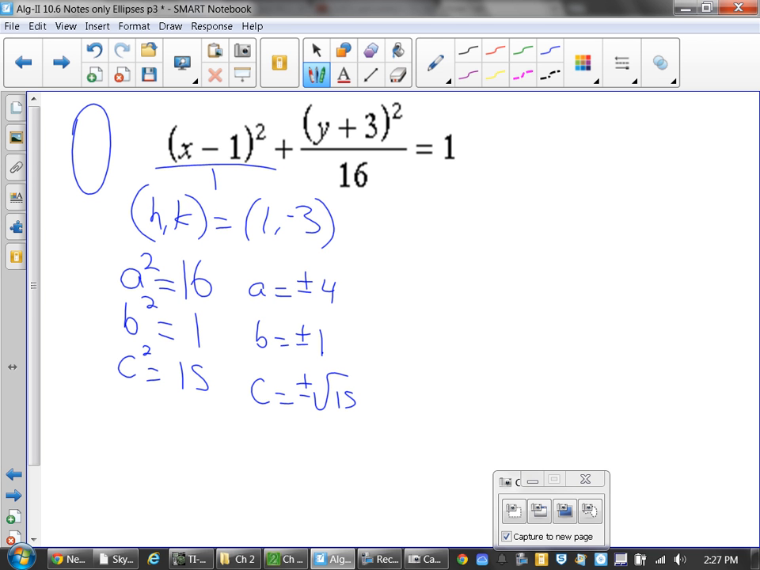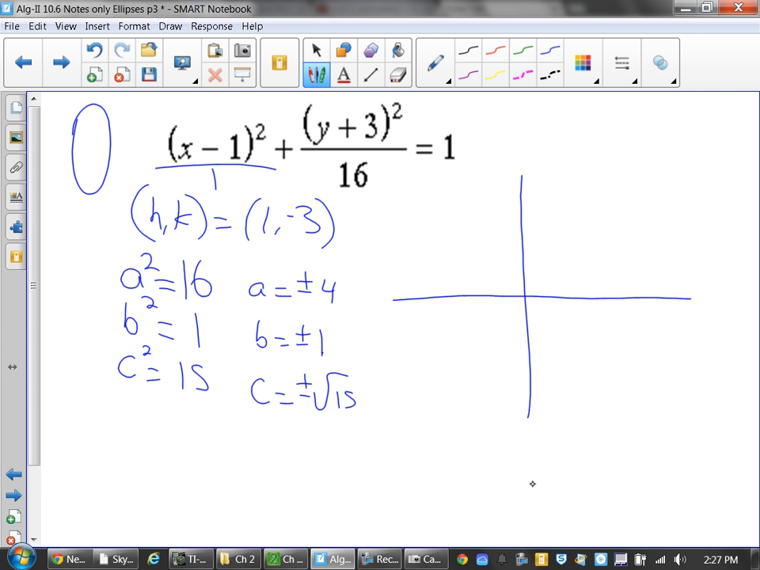All right. So when we start this then, I was just checking. When I start this, plot the center, 1, -3. I know this is stretched vertically, so when I go to walk to my vertex, I walk up 4 and I walk down 4. If I walk up 4, I am at 1, 1, walk down 4, I'm at 1 and -7. So I have vertices at 1, 1, and 1, -7.